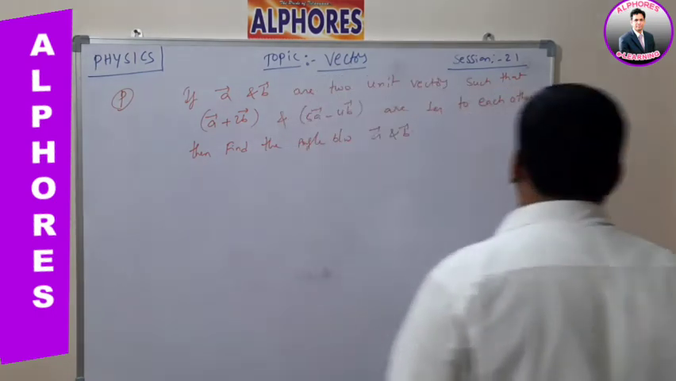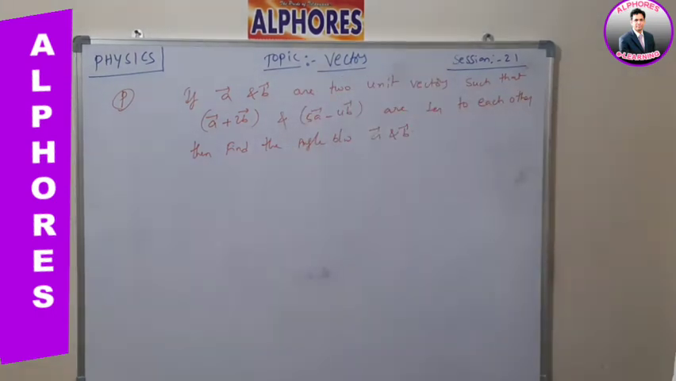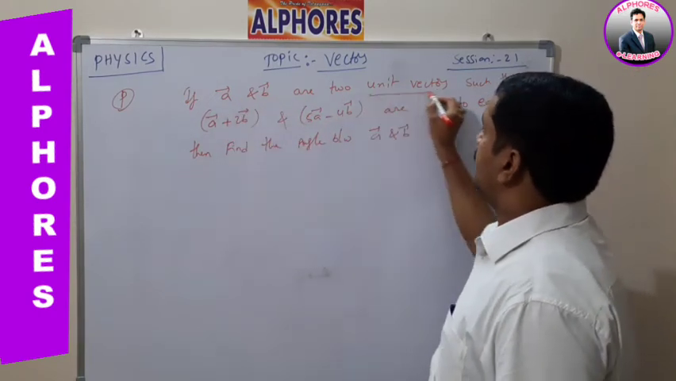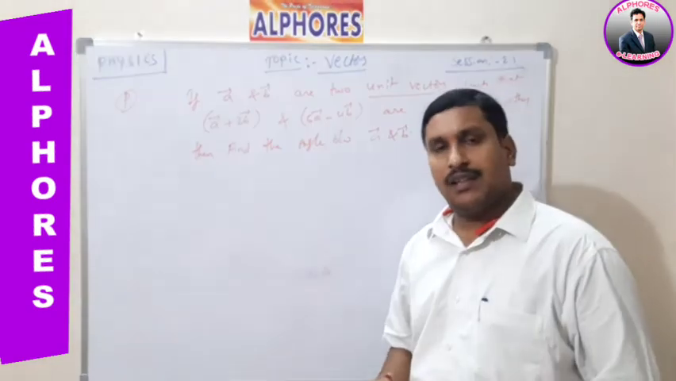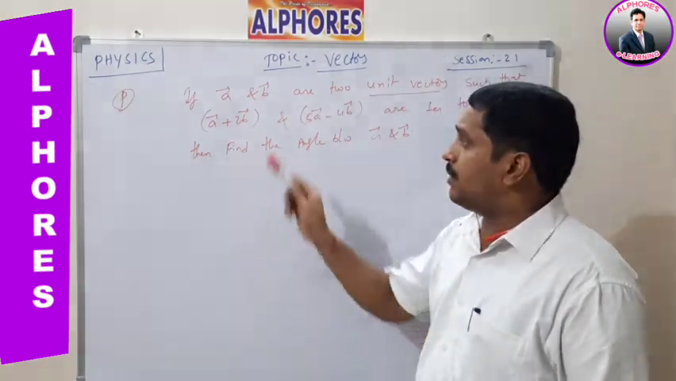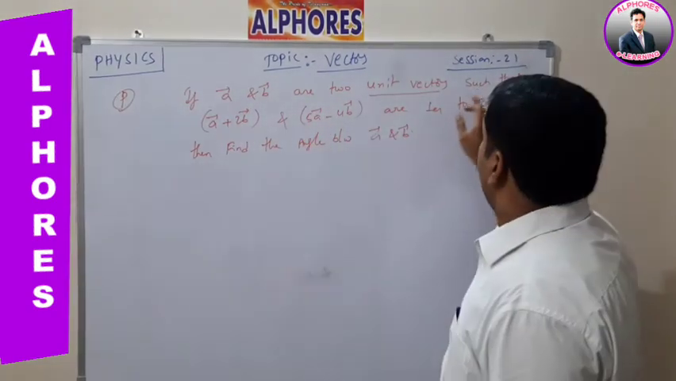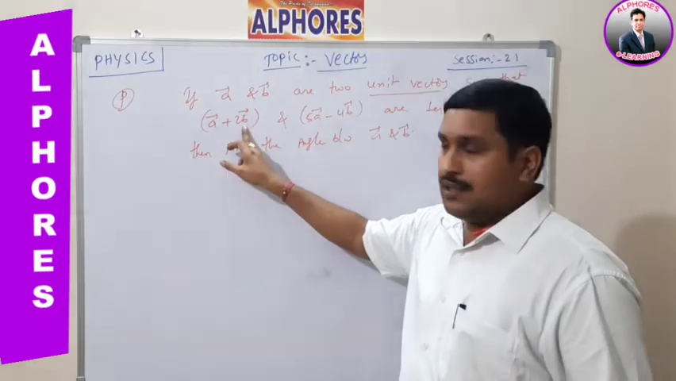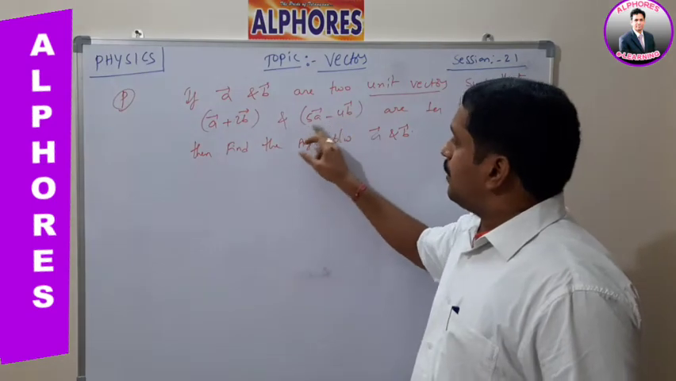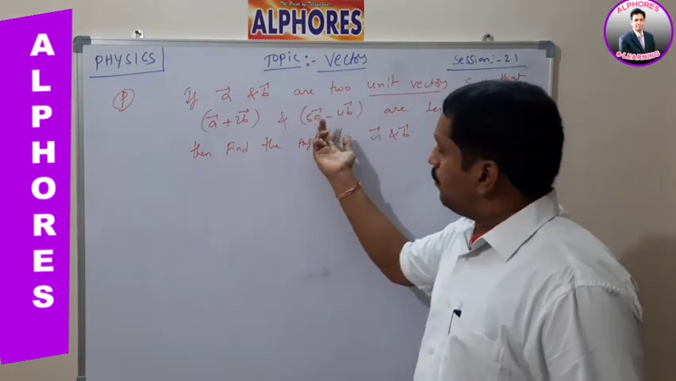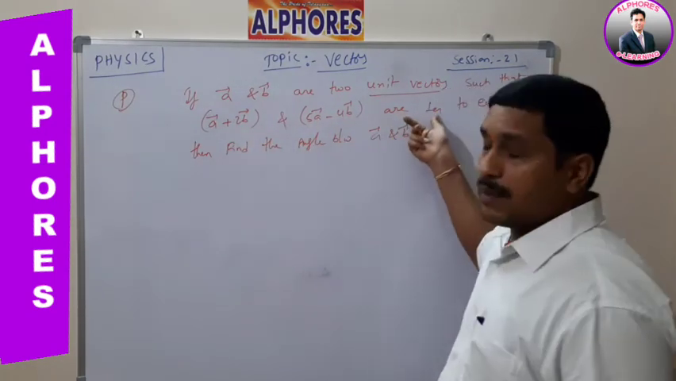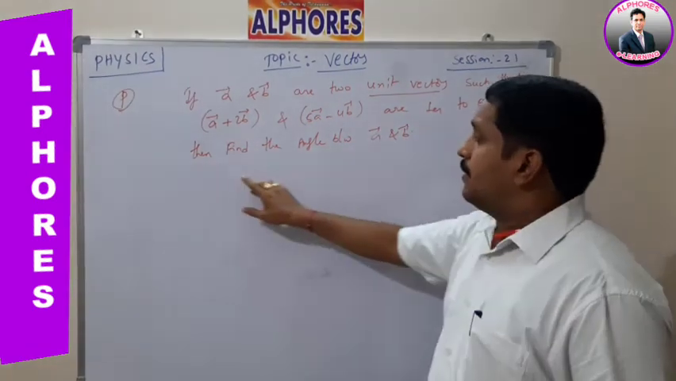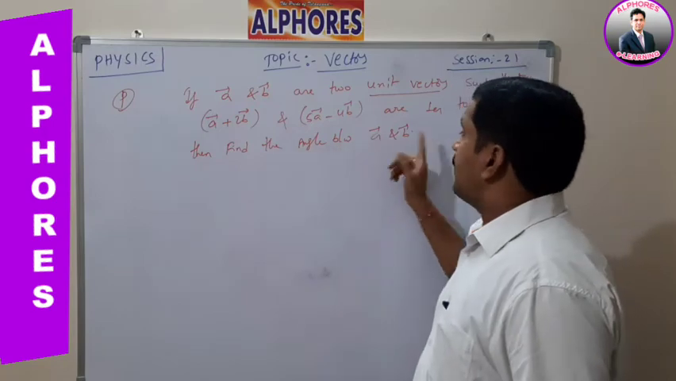So this is the question I am giving. Here A bar and B bar are two unit vectors. Unit vector means the magnitude of A bar and B bar is always 1. A bar plus 2B bar is one vector and 5A bar minus 4B bar is another vector, and these two vectors are perpendicular to each other. Perpendicular means orthogonal, which means the angle between them is 90 degrees. Then find the angle between A bar and B bar.